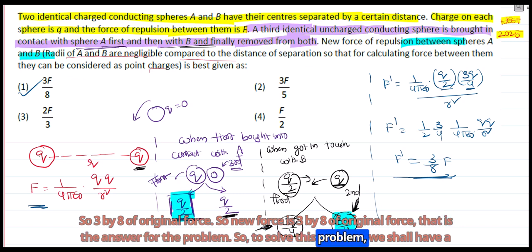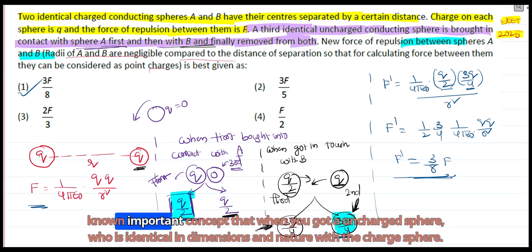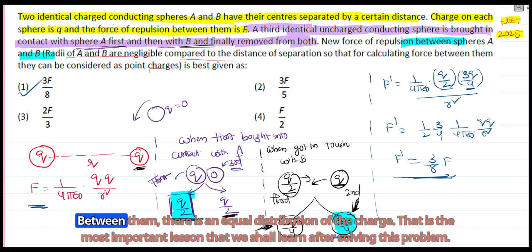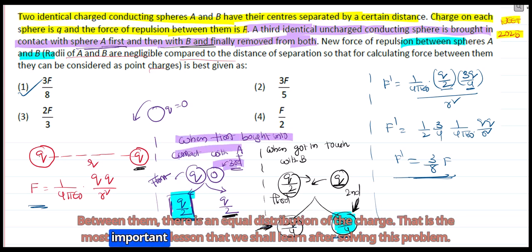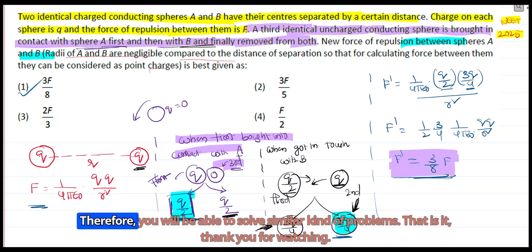So to solve this problem, we shall have a known important concept: when you get an uncharged sphere which is identical in dimensions and nature with the charged sphere, between them there is an equal distribution of the charge. That's the most important lesson that we shall learn after solving this problem. Therefore, you will be able to solve similar kinds of problems.